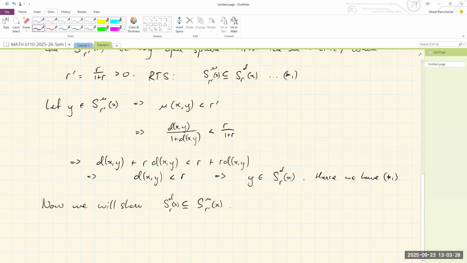if I want to show the subset relation, I take a point in one set and show it is in the other set. Of course, if that point is equal to x, the inclusion is obvious because x is contained in both open spheres. Okay, the center is always contained in that open sphere. So what I'm saying is I'm going to let y, not equal to x, so a point different from x, be in the open sphere with respect to the d metric of radius r, centered at x. Okay.